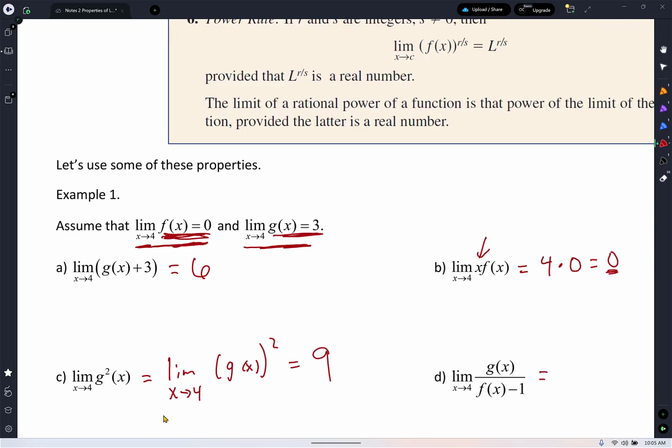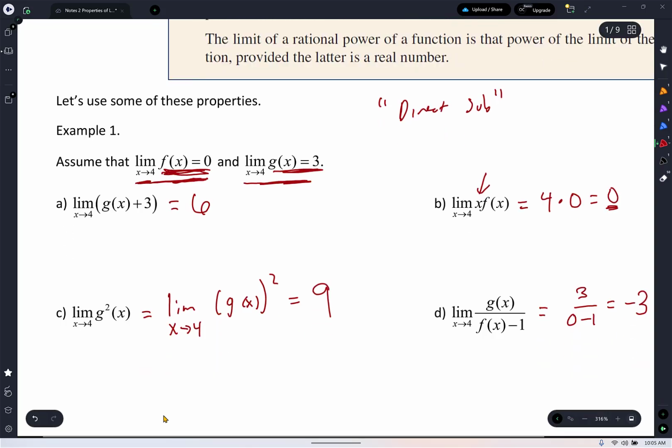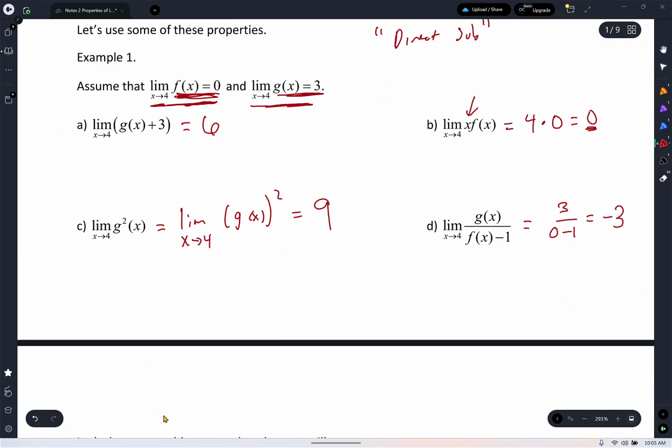As long as I'm approaching 4, g of x is 3, f of x is 0, so 0 minus 1, so that's negative 1. 3 divided by negative 1? Negative 3. I'm just doing direct substitution when applicable. As long as you don't get a 0 in the denominator, guys.